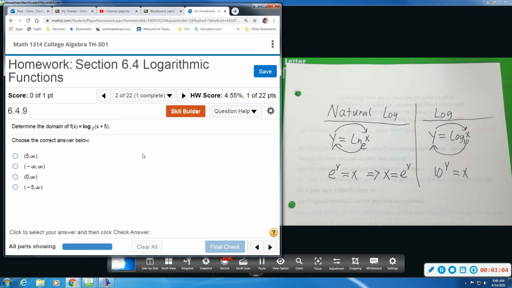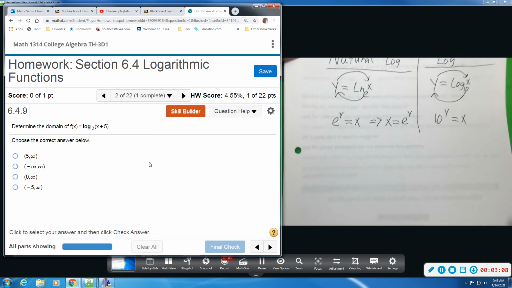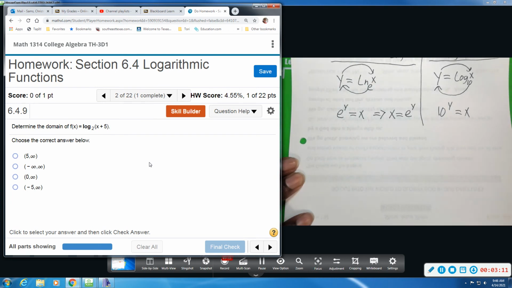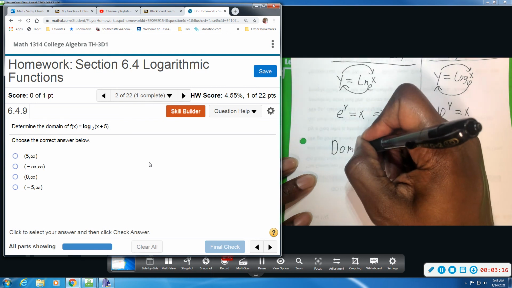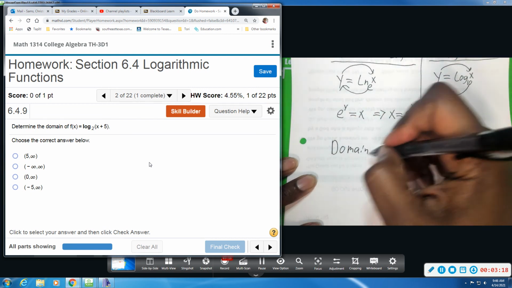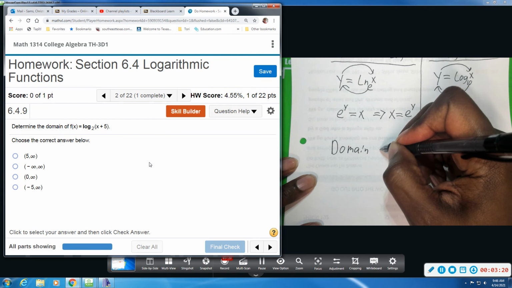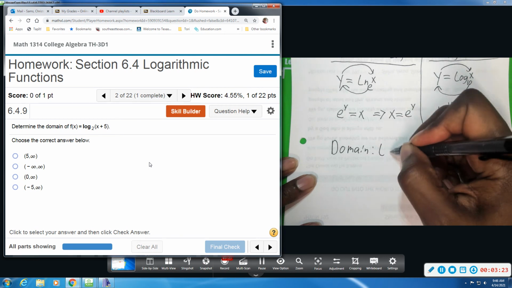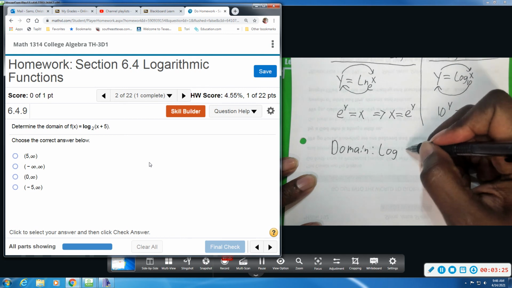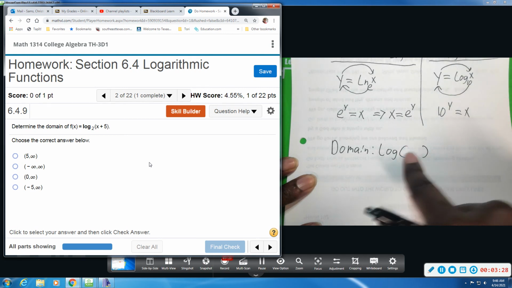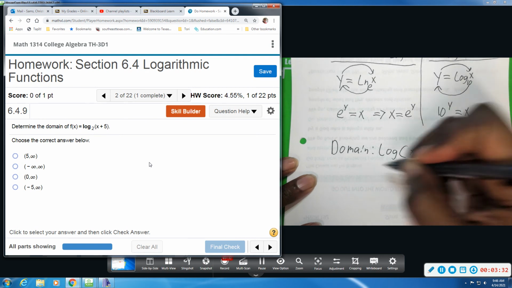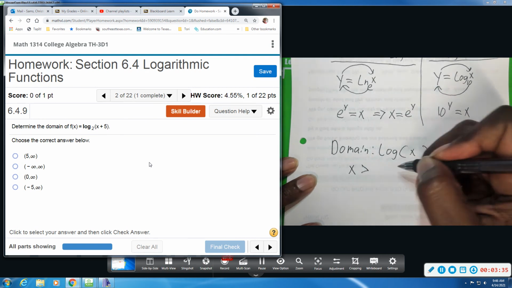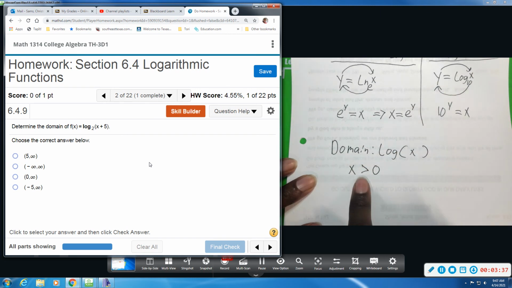Okay, so here we want to find the domain. So we have a restriction. The restriction is whatever you take the log of, so the domain of log. It could be the same thing for natural log. Whatever you're taking the log of, whatever's here, let's just say x, you take this part, and that has to be greater than 0. You solve that, and that gives you your domain.